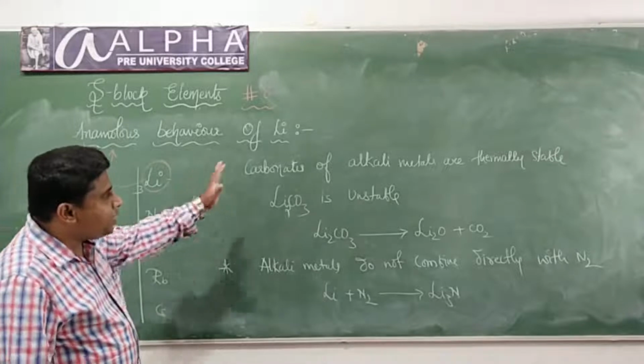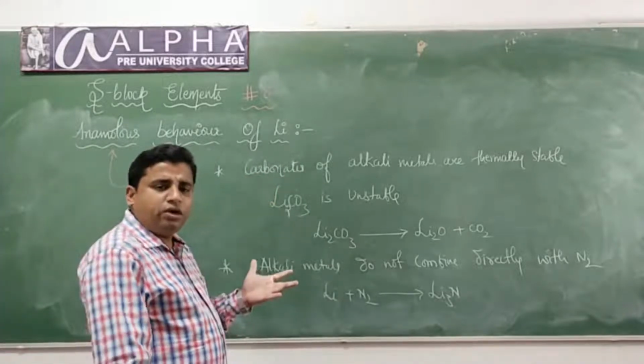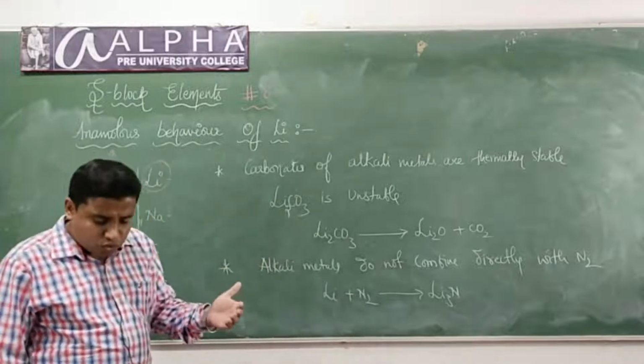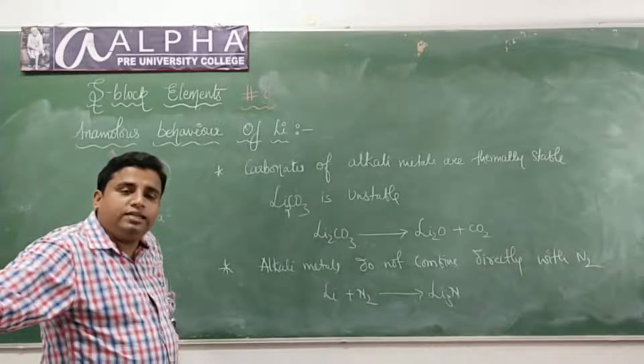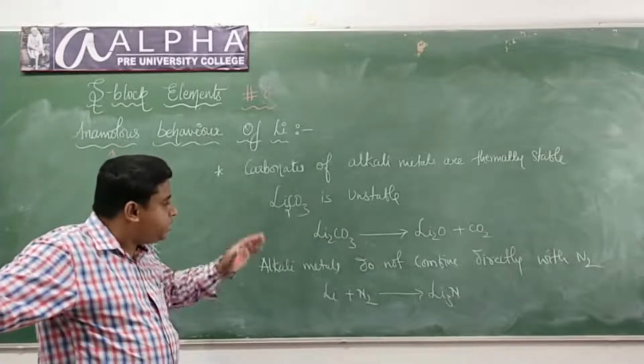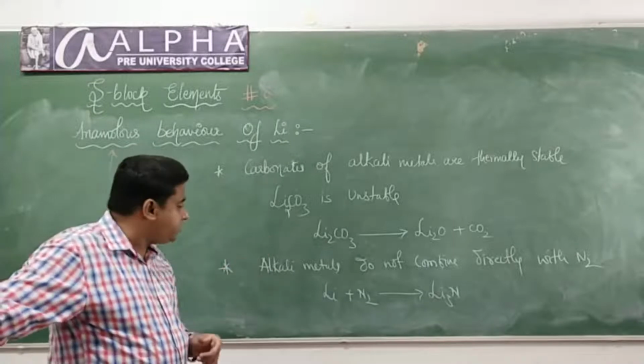Carbonates of alkali metals are thermally stable. They are very stable, they do not decompose easily. They decompose only beyond 1000 degrees centigrade. But lithium carbonate is unstable. It soon decomposes to give what and what? Lithium oxide and carbon dioxide.